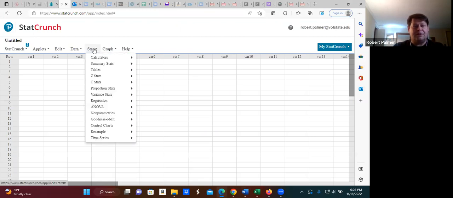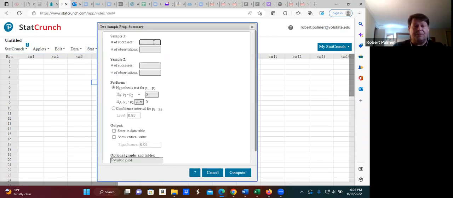Okay, once again, go to Stat, Proportion Stats, Two Sample, in this case, once again, With Summary. Now, plug it in. We're talking about the number of fatalities, which unfortunately is what we call the number of successes. It's not really a success, but for the first population it was helicopter.